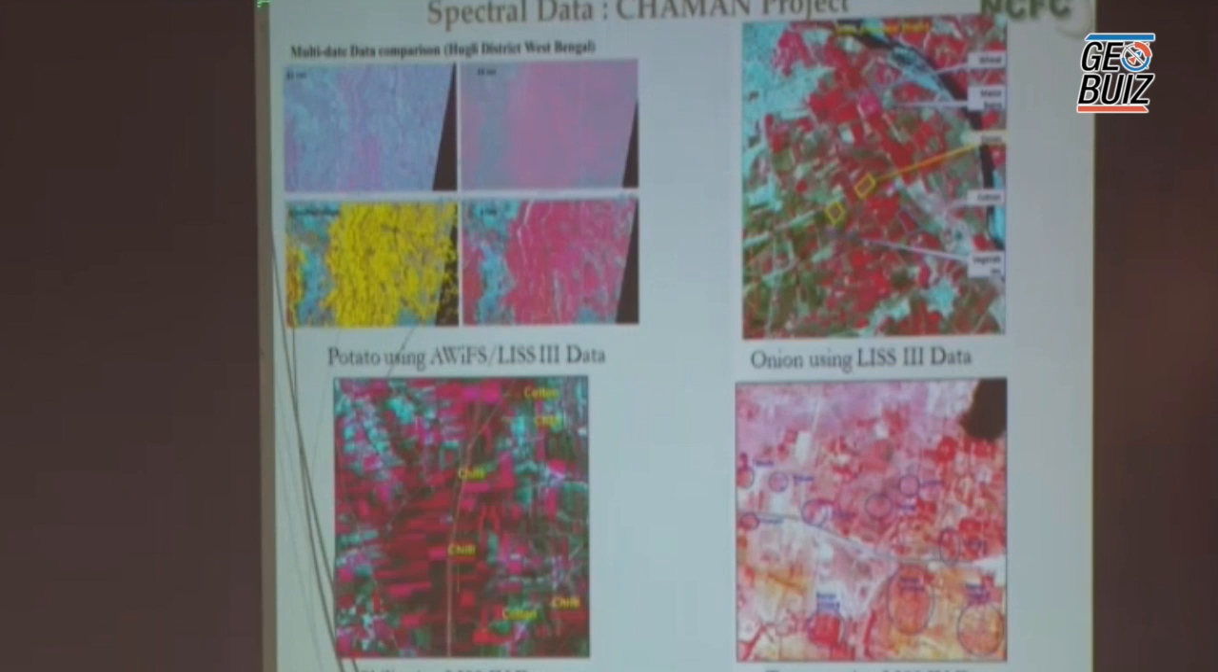So you can see the various types of data. For potato, which is basically large area coverage, we use AWiFS or LISS-3 data, and for onion also we use LISS-3 data, but for tomato, we use LISS-4 data. For chili, we use LISS-4 data. This particular image belongs to Navalgund Taluk of Dharwad district.